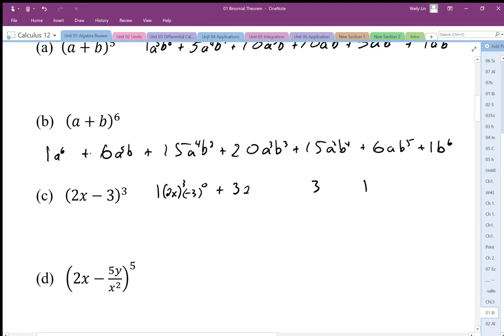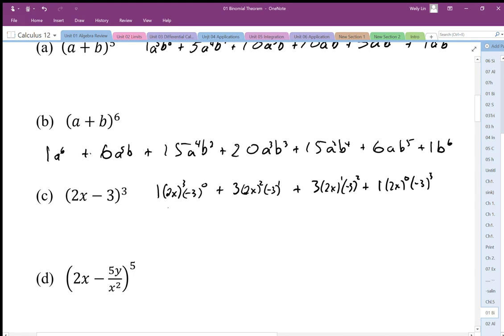I get 3 times (2x) squared, (negative 3) to the power 1, plus 3 times (2x) to the power 1, (negative 3) squared. And just going to move that over a little bit, plus my coefficient is 1. It's going to be (2x) to the power 0, (negative 3) cubed. Okay, and then I just simplify this expression.